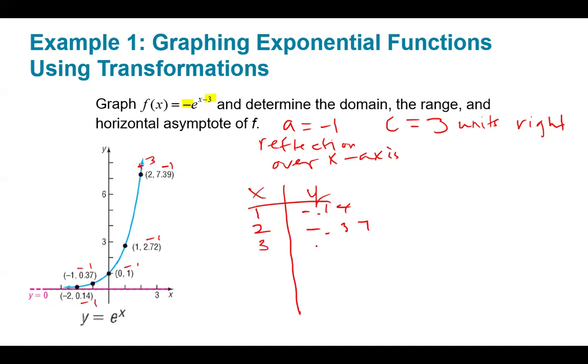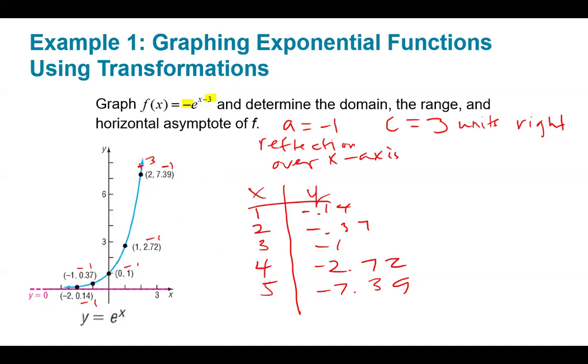My y was positive. It's now negative. 1 plus 3 puts me at 4. This was positive. It is now negative. And then 2 plus 3 is 5. This is positive. It is now negative. Do you see now how I have the points to do my graph?